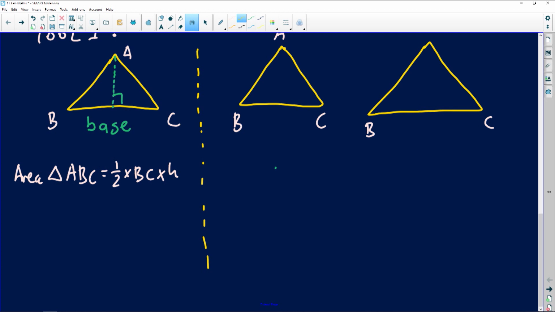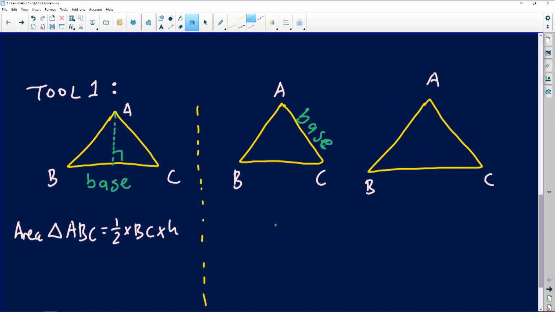Now, this is not the only way you can work out the area of this triangle. Maybe I might want my base to be the other side. What if I wanted my base to be on that side? If I put my base there, the height will have to be like this. So in that case, the area of the triangle will again be half, the base this time being AC, multiplied by the height, which we can also call H, just like here, where the height was H.